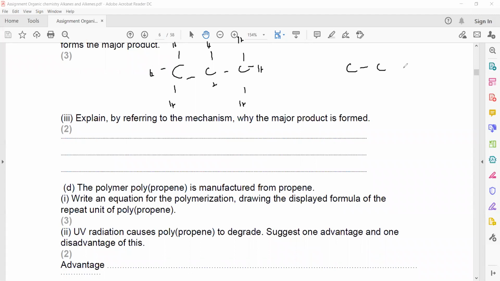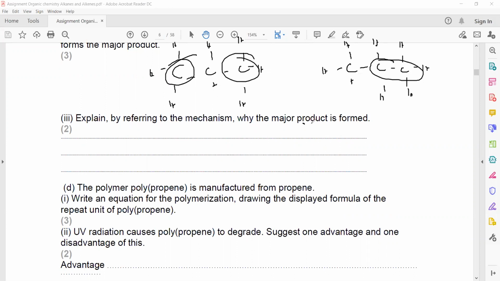Or the carbon cation will be the first one. So you can see this is a primary carbon cation when the first carbon gets a positive charge, and this one is a secondary carbon cation. So you will mention why the major product is formed: because this will result in the formation of a secondary carbon cation, and a secondary carbon cation is more stable because it has more alkyl groups, or more electron releasing groups, which reduce the positive charge on the carbon cation.